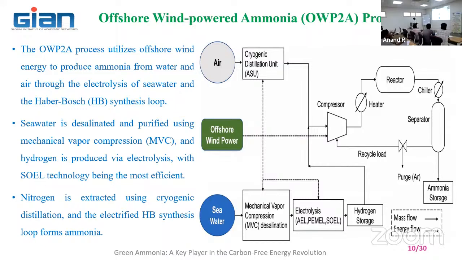Okay, so this is the offshore wind power generation system. Here we need hydrogen and nitrogen. Hydrogen we are producing from seawater, through desalination of salt water into drinkable water, which can be used as a raw material in the electrolysis system, using an alkaline electrolyzer, polymer electrolyzer or solid oxide electrolyzer. From this electrolyzer, we are producing the hydrogen.